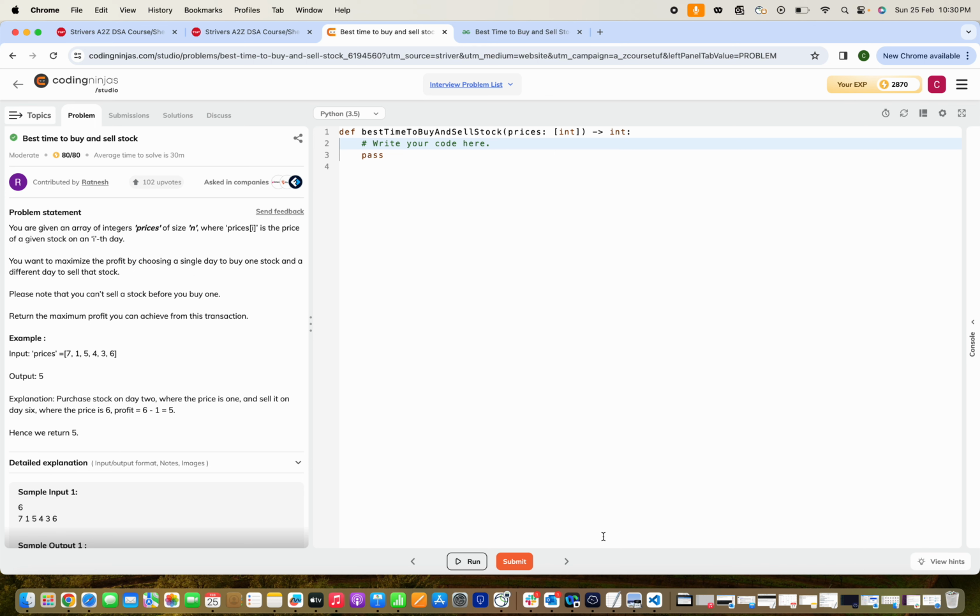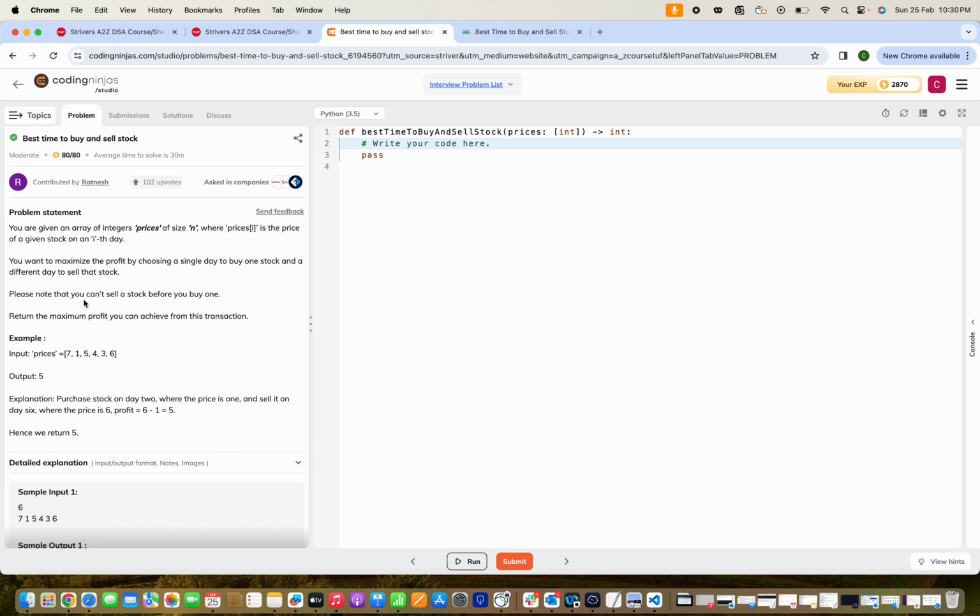Alright, so the problem is best time to buy and sell stock. In the problem statement, we are given an array of integers named prices of size n, and prices[i] specifies the price of a given stock on the ith day. We need to maximize the profit by choosing a single day to buy a stock and a different day to sell that stock.